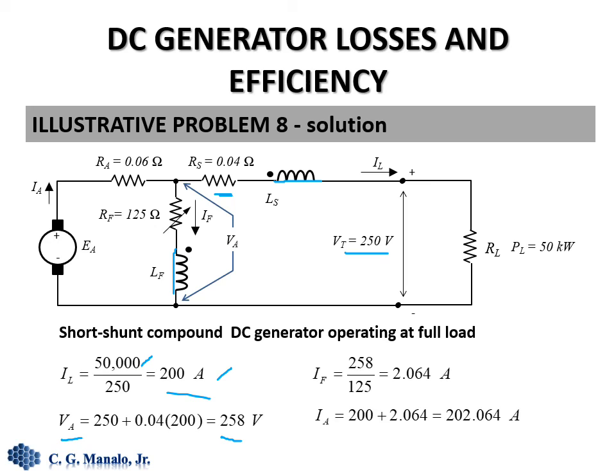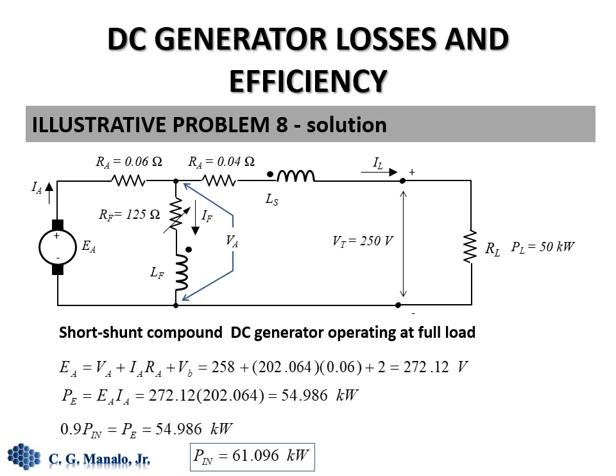and from there we can compute I sub F, and I sub A is I sub F plus I sub L. So this is our I sub A here. And then since we have I sub A, we can also compute for E sub A. Okay, so that answers our first question. And now that we have E sub A and I sub A, we can compute for the electromagnetic power that comes out of the armature circuit.